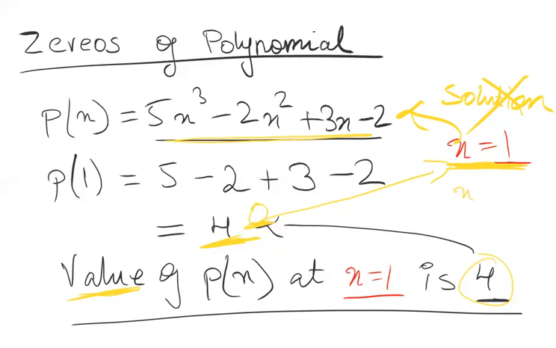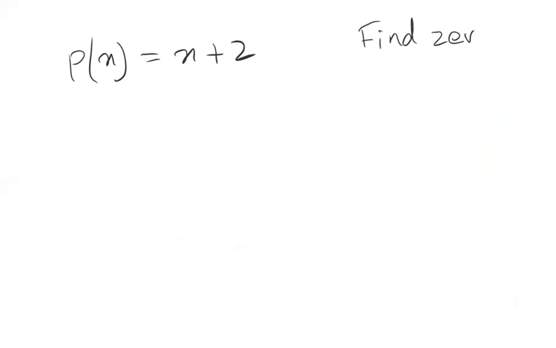Okay? Now let's start with an easy one. Okay? P of x is given, is equal to x plus 2. Now the question says find the zero of P of x. And the options given are minus two or two. This means the options are x is equal to minus two and x is equal to two.